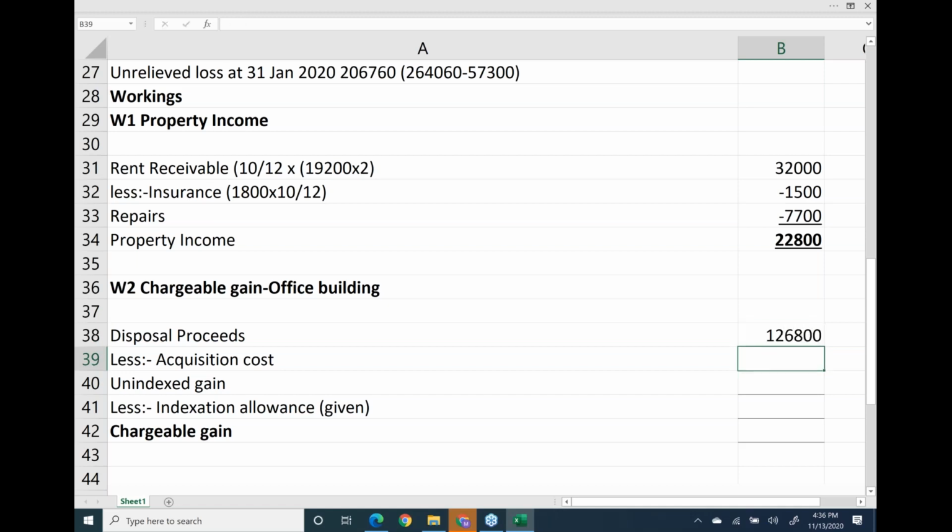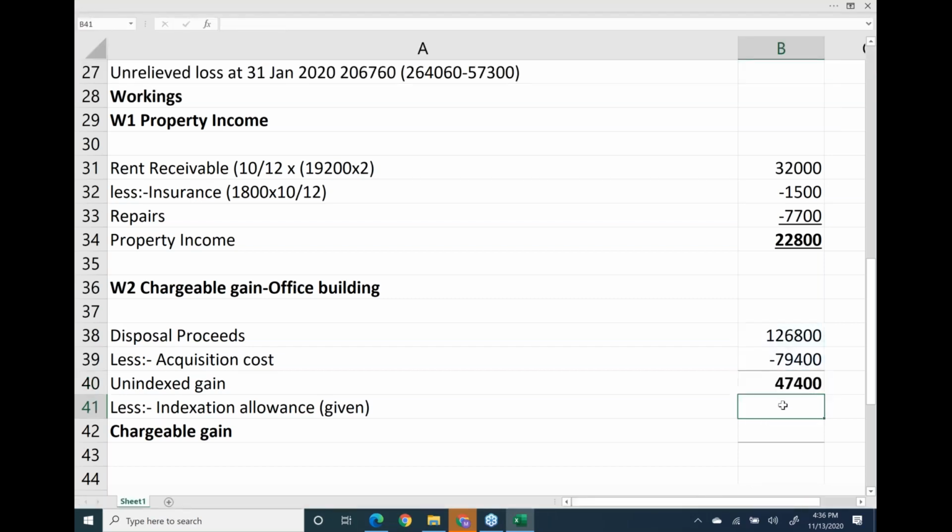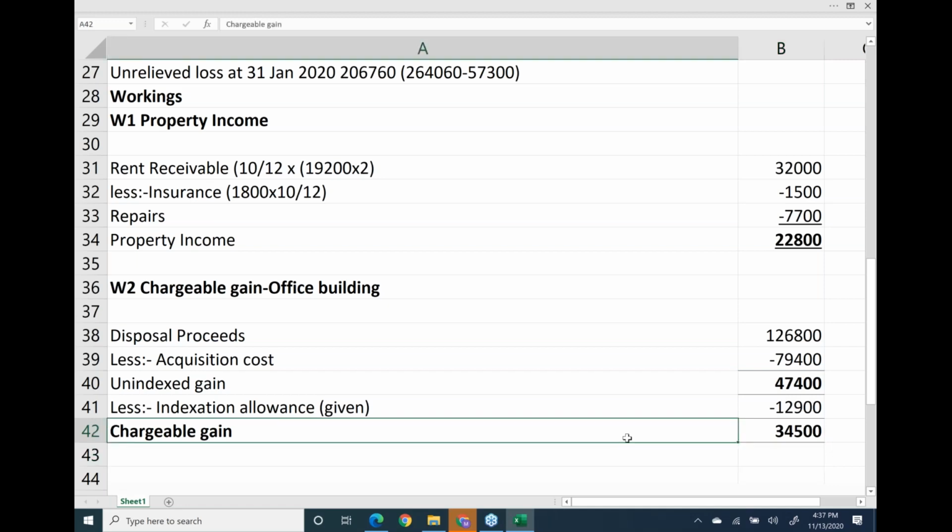126,800. Then you have the cost of acquisition. We bought it for 79,400. First calculate the unindexed gain. 47,400 is your unindexed gain. Now, what is the indexation allowance? It is 12,900. Let's find out the final gain. 47,400 less 12,900. Okay, so 34,500 is your chargeable gain.